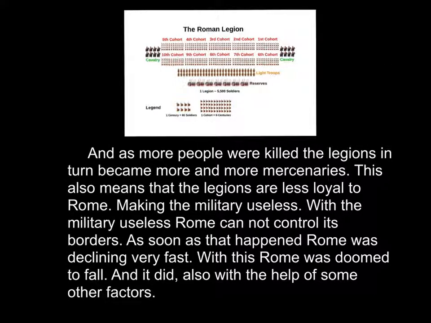And as more and more people were killed in the legions, in turn it became more and more mercenaries. This also means that the legions are less loyal to Rome overall, making the military effectively useless. With the military useless, Rome cannot control its borders. As soon as that happened, Rome was declining very fast. With this, Rome was doomed to fall. And it did, also with the help of some other factors.